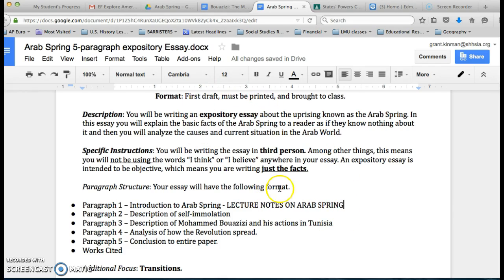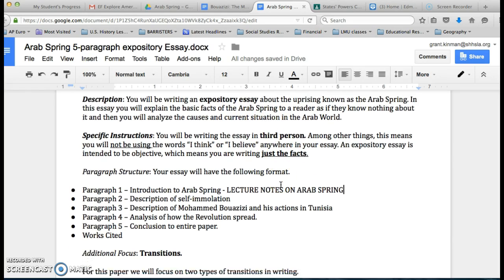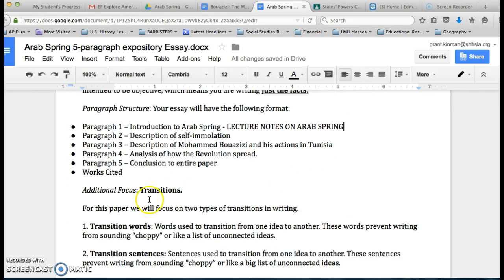We've already gone over the essay. It's in third person. No "I think" or "I believe." That means he, she, they, them. It's an expository essay, meaning facts. We want just the facts. We don't want your opinion. That's why you're writing in third person.